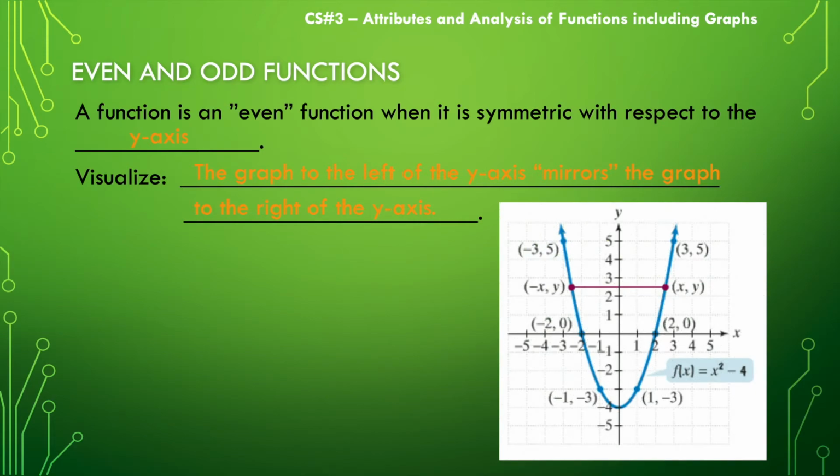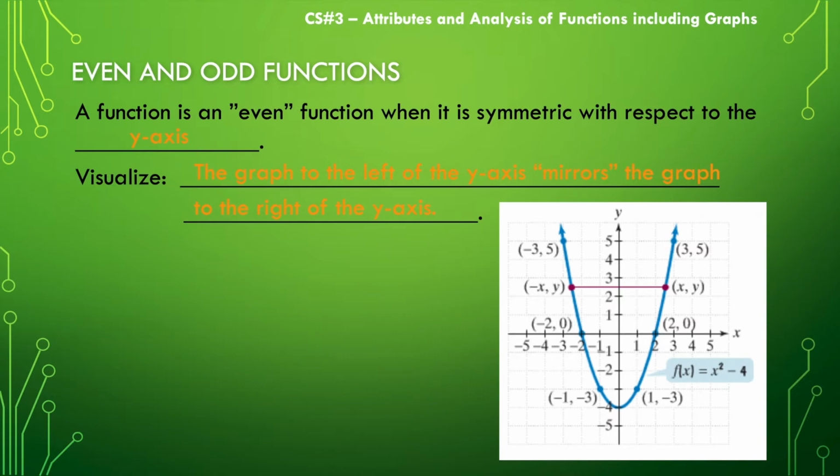This is an example of an even function. Notice that the y-axis cuts that parabola right in half, and indeed it does. There are lots of different types of even functions, and all of them will have that attribute. They're symmetric with respect to the y-axis. Now, how do you determine by looking at the equation whether it's even or odd?